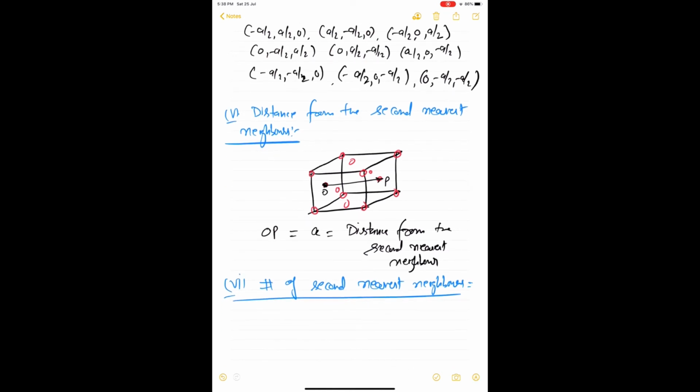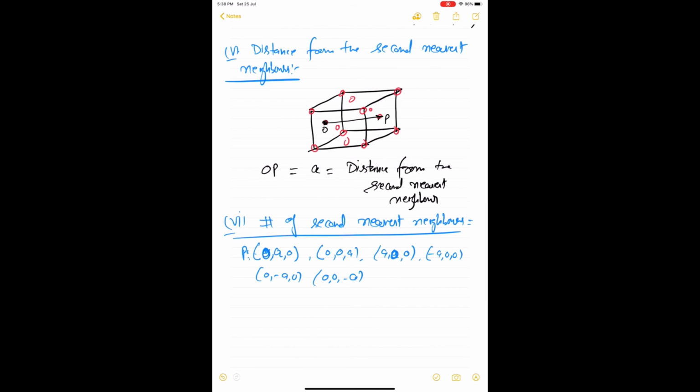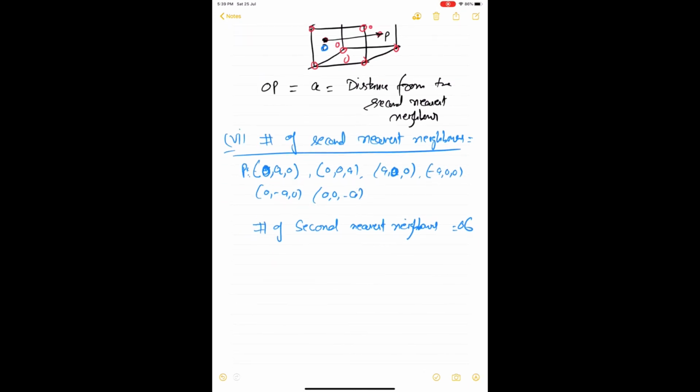The coordinates of P would be 0, a, 0. Then the others would be the atoms situated at the same distance a, having coordinates like a, 0, 0; minus a, 0, 0; 0, minus a, 0; and 0, 0, minus a. These are the atoms which will be situated at the same distance a from this atom O, the origin O. So in that sense, the total number of second nearest neighbors is equal to 6.